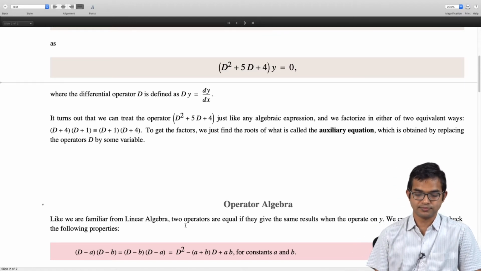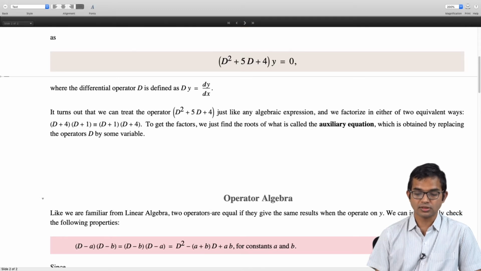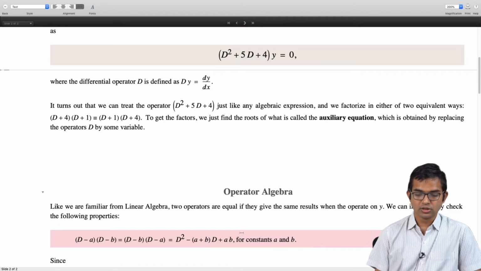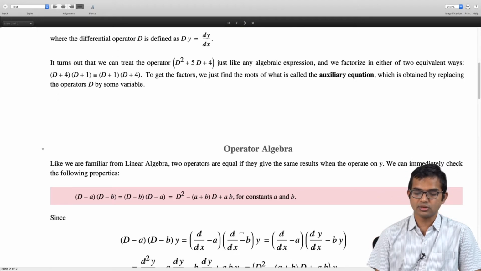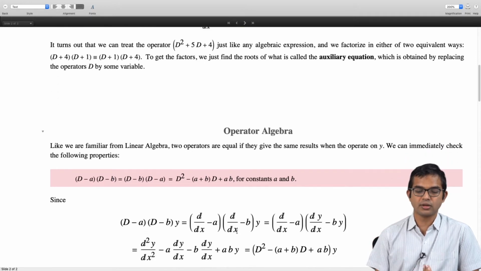a and b. Another way of saying this is that these two operators, D minus a and D minus b, commute. So that's another way of saying the same thing. Let's look at how this comes about. The way to see this is to operate with (D minus a) times (D minus b) on y. That's the same as (d/dx minus a) times (d/dx minus b) acting on y.